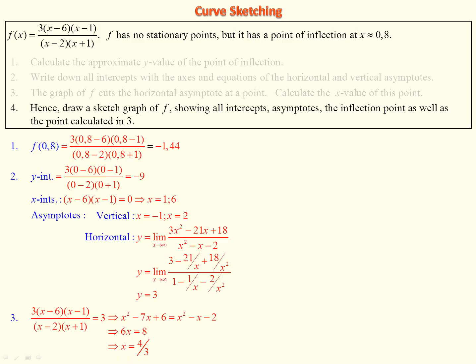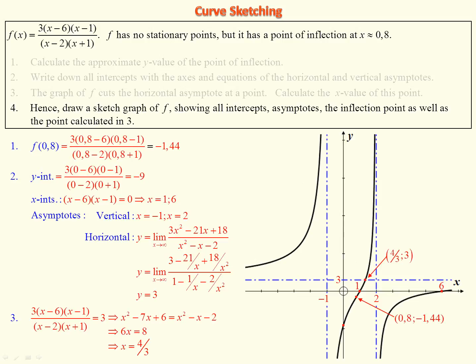Hence draw a sketch graph of f, showing all intercepts, asymptotes, and the inflection point, as well as the point calculated in 3. There's our graph. Have a look at it, compare it to the working, make sure you understand it. Note I have not labeled all the points on the graph. All I do is label the strategic points. The vertical asymptote, the horizontal asymptote, the x-intercept there, the point of inflection, the point which we had to find in 3, and if there's no space, then we label with an arrow.